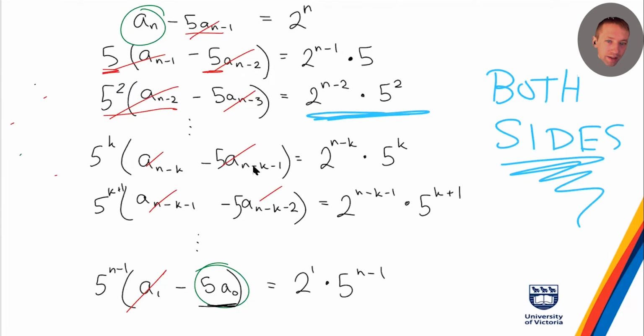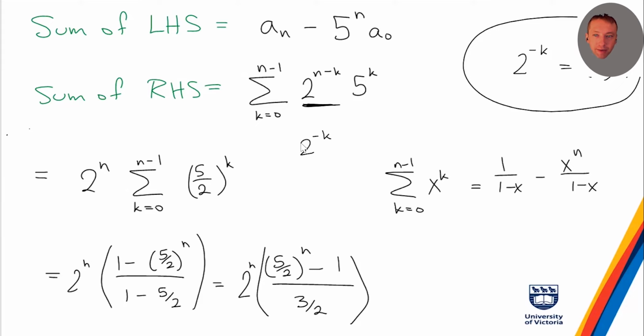It just takes a little observation. This is an obvious thing, but 2 to the minus k is the same as 1 over 2 to the k. And here I don't have 2 to the minus k, I have 2 to the n minus k, but you can always pull the 2 to the n out in front. So I pull out the 2 to the n. Now I've got 2 to the minus k, 5 to the k. The 2 to the minus k becomes 1 over 2 to the k. I put it together, I've got 5/2 to the k.